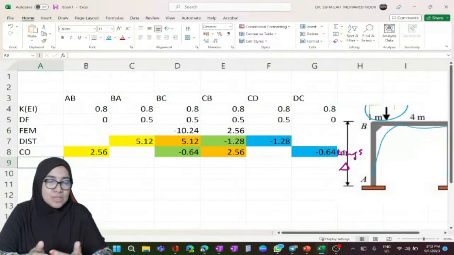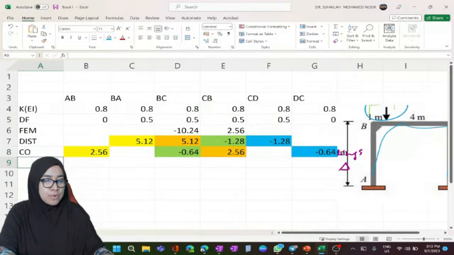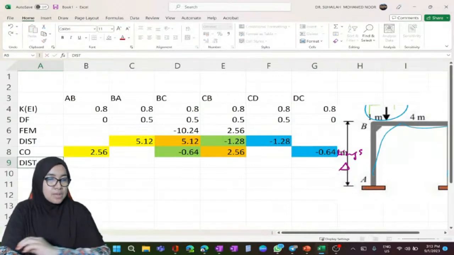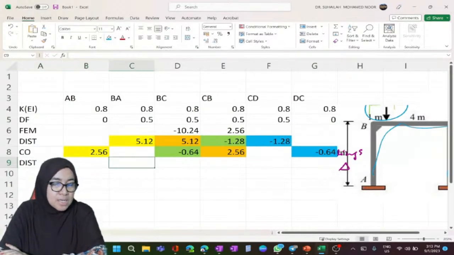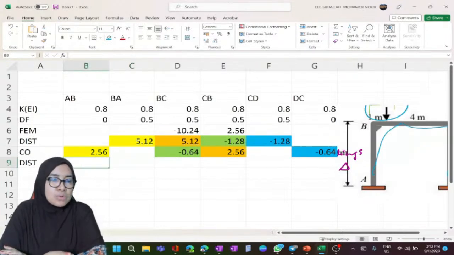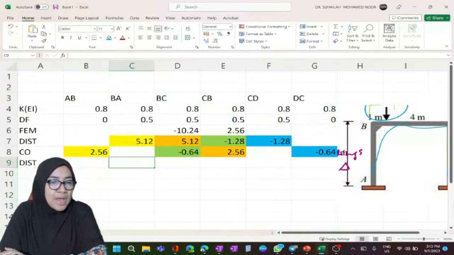Next, we need to repeat the process. For AB, since the factor is 0, the negative 2.56 is multiplied by 0, so that is why we don't put anything. For joint B, we have 0 for BA, and we have negative 0.64.